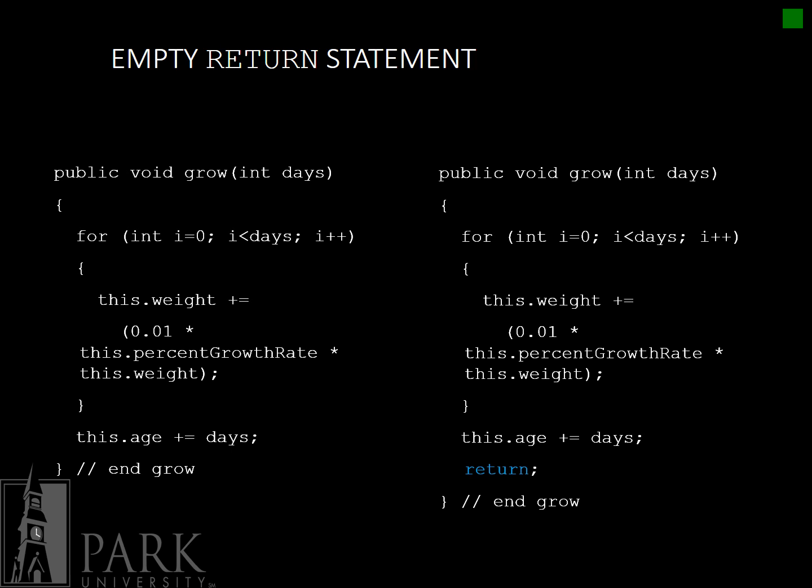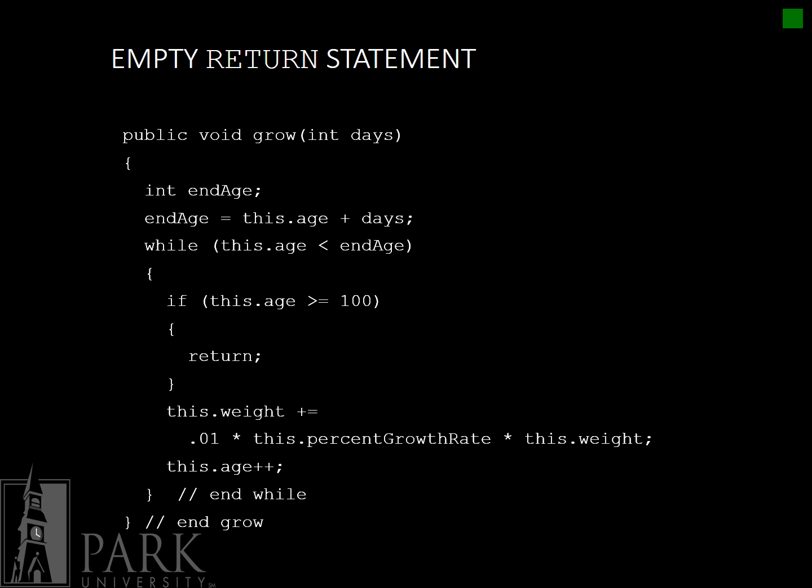For methods with a void return type, it's legal to have an empty return statement. The empty return statement looks like this. On the left, you see our method without the empty return, and on the right side, you see it with it. The empty return statement does exactly what you would expect. It terminates the current method and causes control to be passed back to the calling method at the point that immediately follows the method call that called the current method. All right, sounds confusing, but it's really not.